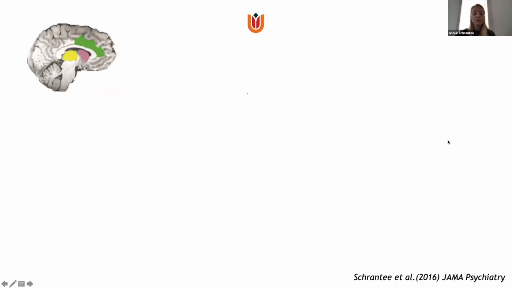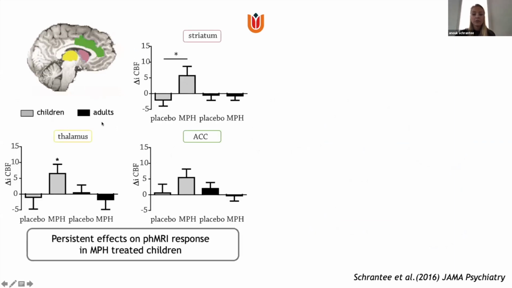So for the main analysis, we focus on 3 ROIs within the frontostriatal circuit that have been hypothesized to be affected by methylphenidate. In the bar graphs, the children are displayed in gray and the adults in black, with the medication groups displayed side by side. We found specifically in the striatum that the pharmacological MRI response at post-treatment significantly differed compared to baseline in the children treated with methylphenidate, but not in the placebo children, nor in the adult groups. And in the thalamus, we found a similar response, but this was not different between the groups. And in the anterior cingulate cortex, we found no significant changes from baseline to post-treatment.